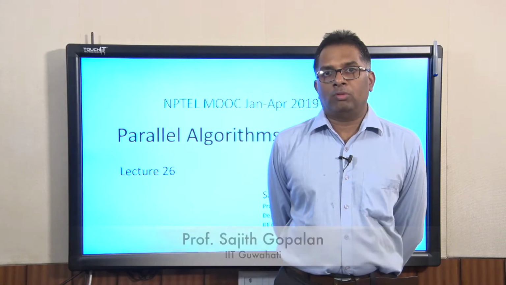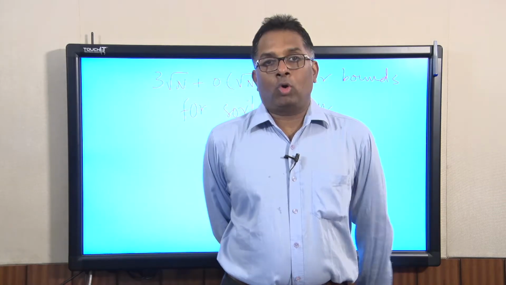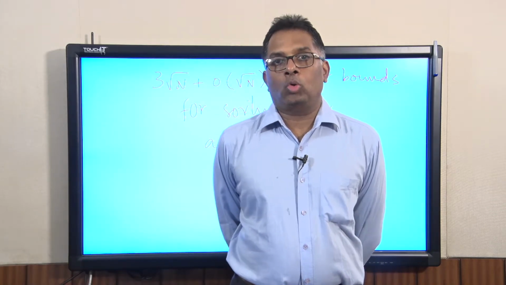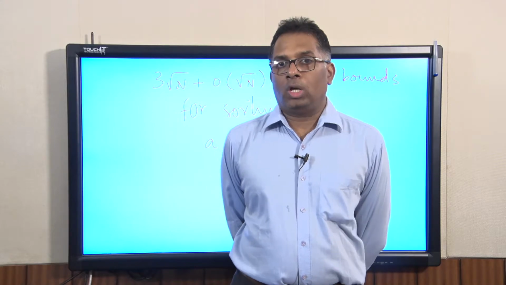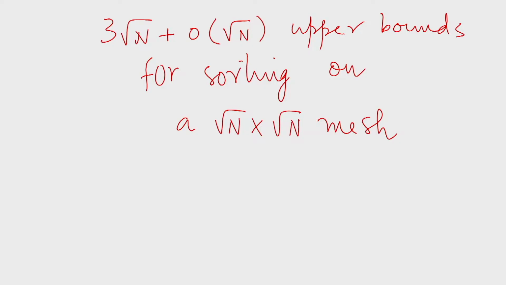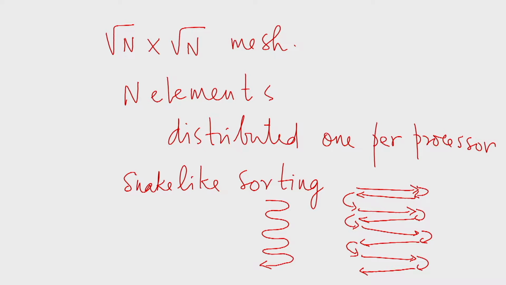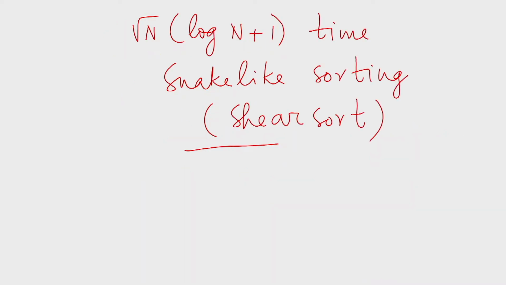Continuing with the algorithm that we were discussing in the previous class, we wanted to find a 3 root n plus smaller root n time algorithm for sorting n items on a root n by root n mesh. The items had to be sorted in a snake-like order. We used the shear sort algorithm that we saw in the previous class as a subroutine here.